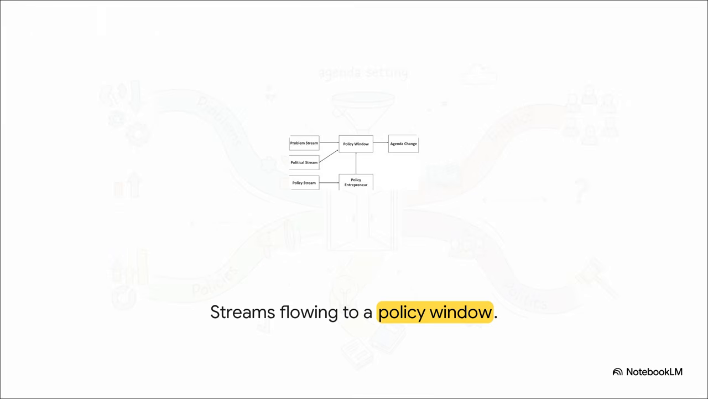That 6th assumption, stream independence, is the literal heart of the framework. It assumes we have 3 totally distinct ecosystems flowing completely independently of one another and at entirely different speeds. Problems happen regardless of available solutions. Solutions are brainstormed regardless of the current political mood. They're all just drifting, waiting for a rare chance to connect.